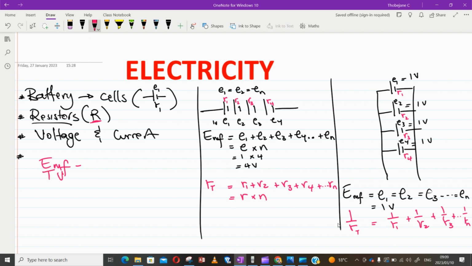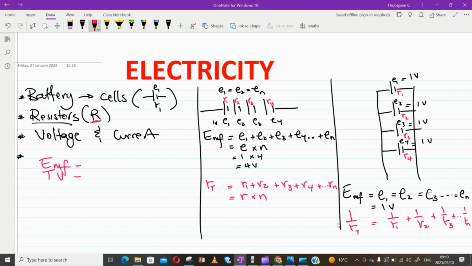We have what we call the terminal voltage. I'll write it as TV. Terminal voltage is what you are going to collect from the terminals of the battery when the switch is closed or when the circuit is connected to the load. It means that the terminal voltage is not equal to the EMF. It will always be less than the EMF.